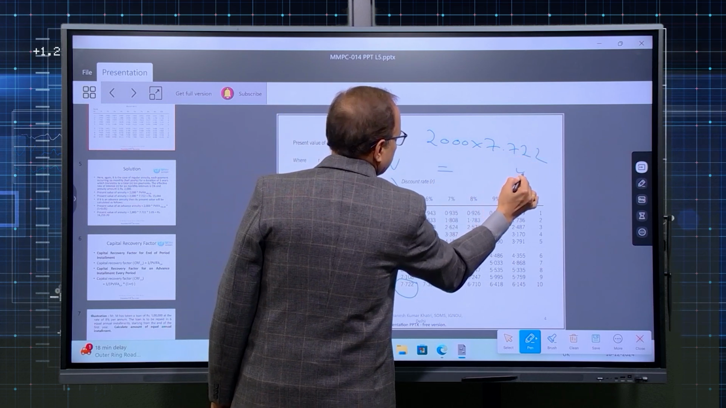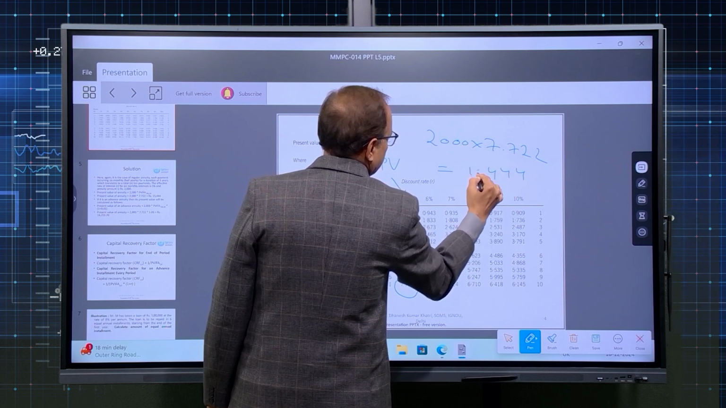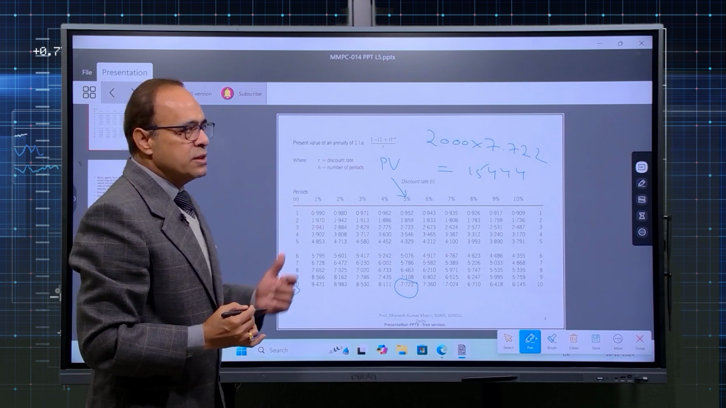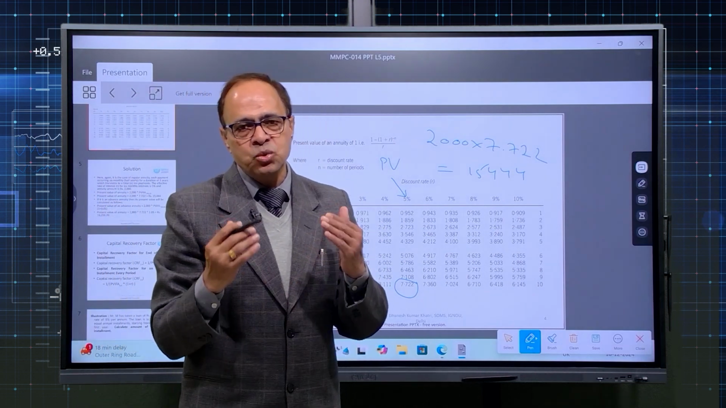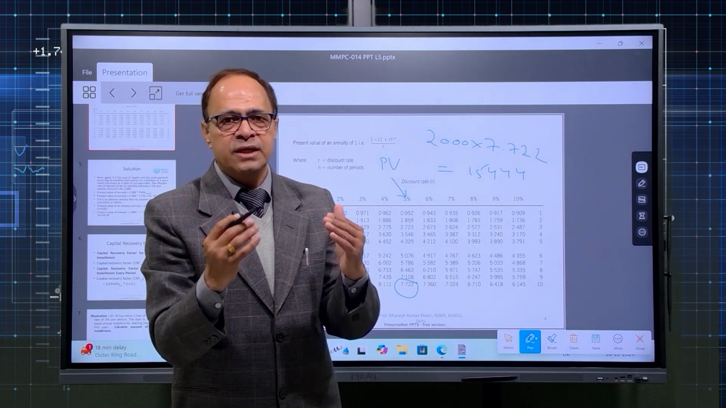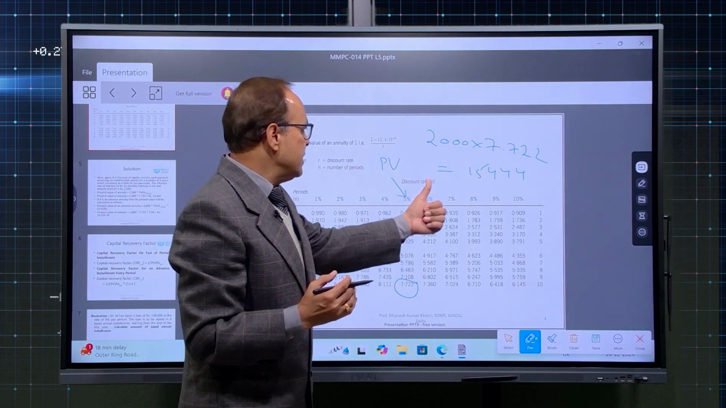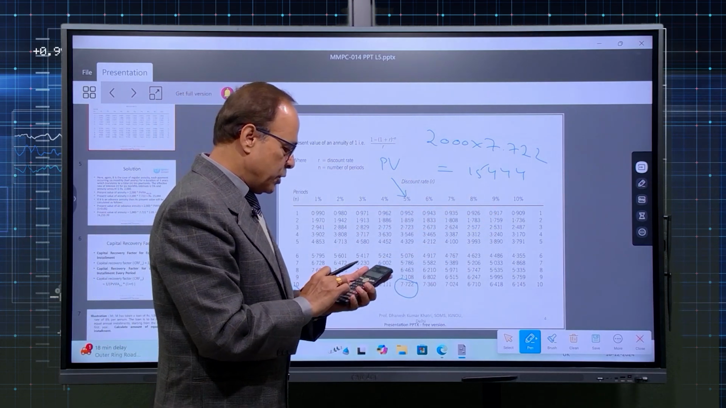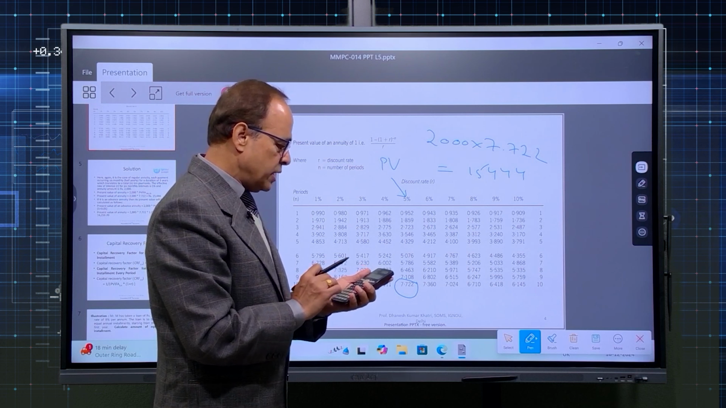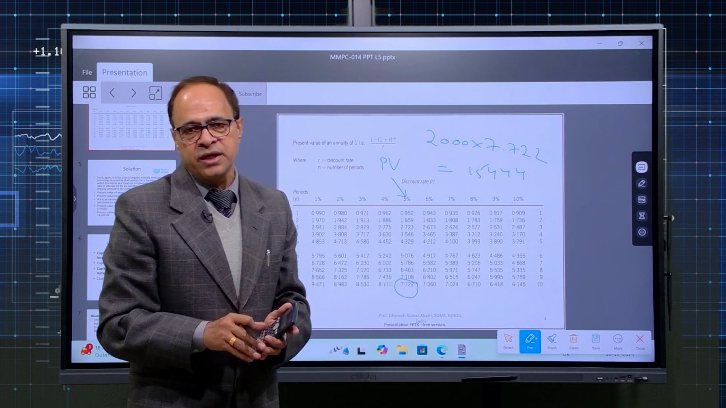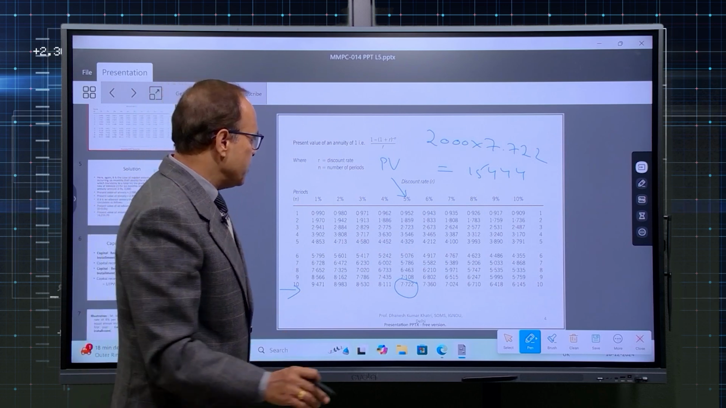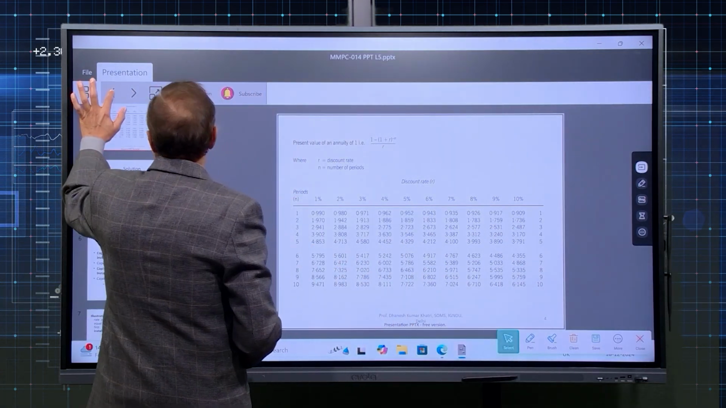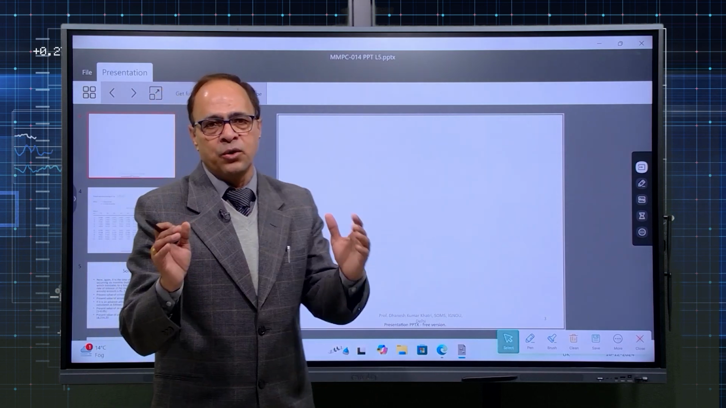So, we get 15,444. That means this particular person who will get 2000 every 6 months is ready to pay 15,444 right now. Let me cross check my calculation. 7.722 multiplied by 2000 is precisely 15,444. Now, I will tell you how this particular time value concept can be used to calculate the installment of a loan.